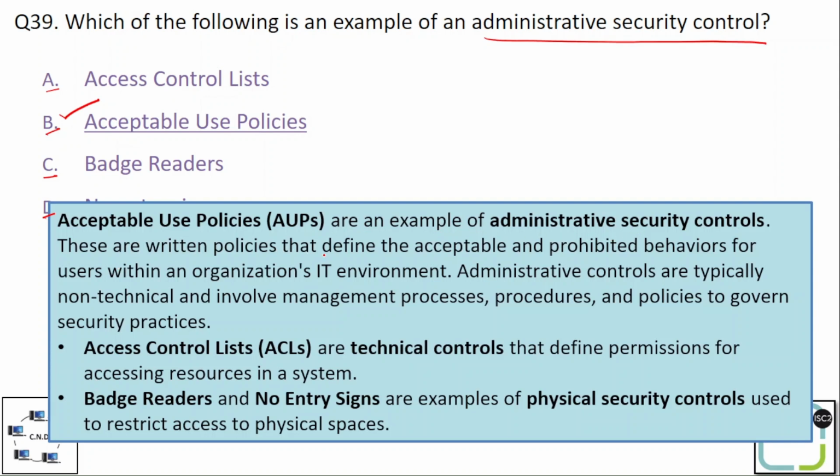These are written policies that define the acceptable and prohibited behavior for users within an organization's IT environment. Administrative controls are typically non-technical and involve management processes, procedures, and policies to govern security practices. Access control list, that is ACL, are technical controls that define permissions for accessing resources in a system. Badge readers and no entry signs are examples of physical security controls used to restrict access to physical spaces.